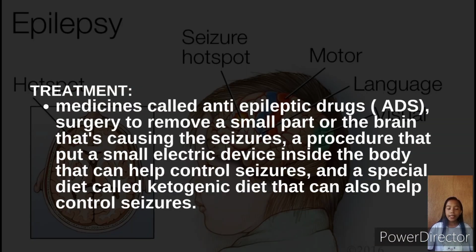Treatment included in epilepsy is medicine called anti-epileptic drugs or AEDs, surgery to remove the small part of the brain that is causing the seizure, a procedure that puts a small electric device inside the body that can help control seizures, and a special diet called ketogenic diet that can also help control seizures.